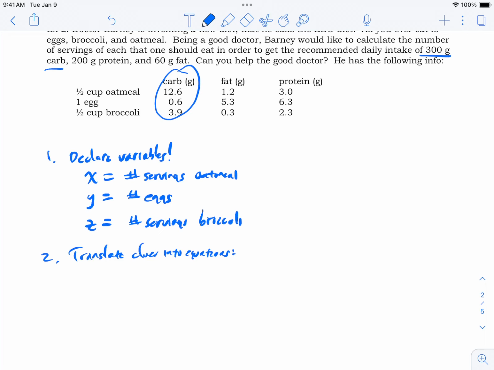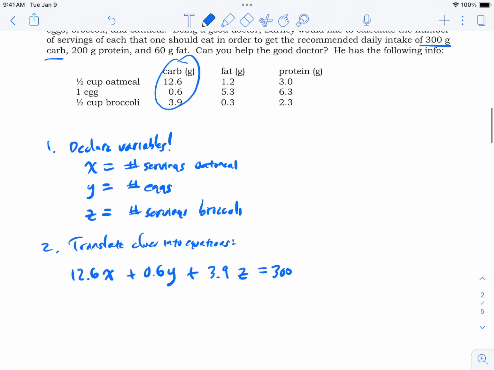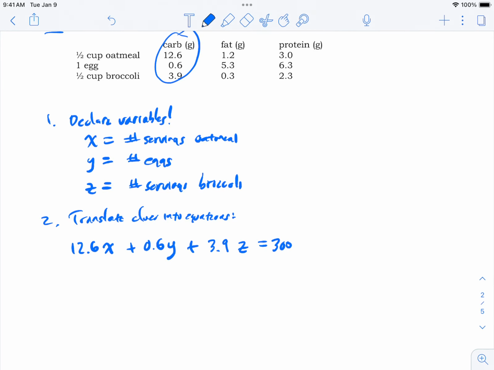How much do you get from the oatmeal? 12.6 grams for every serving of oatmeal. And you get 0.6 grams for every serving of eggs, or for every egg. And then you get 3.9 grams for every serving of broccoli, which we're using Z. You're supposed to get 300 grams of carb. There's our equation. Actually, these are coming together nicely, aren't they?